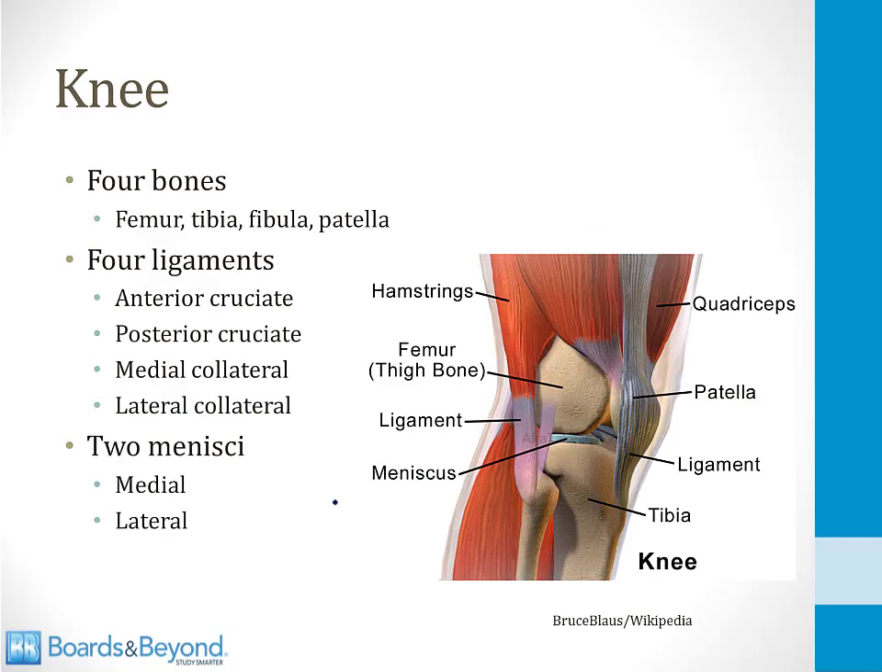The knee is a joint between the upper and lower leg, and the major structures in the knee are listed on this slide. It consists of four bones. The first is the femur. This is the upper leg bone, and then there are two lower leg bones, the tibia and the fibula, and then finally the patella is a bone that sits in front of the knee. It's often called the kneecap.